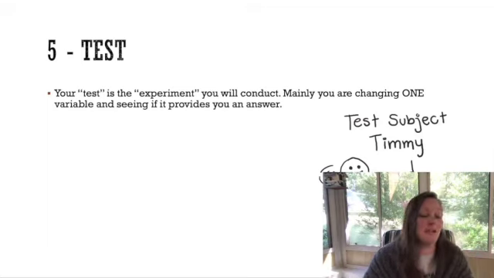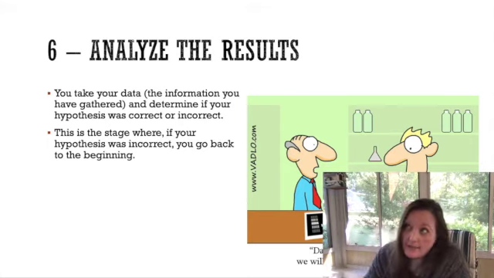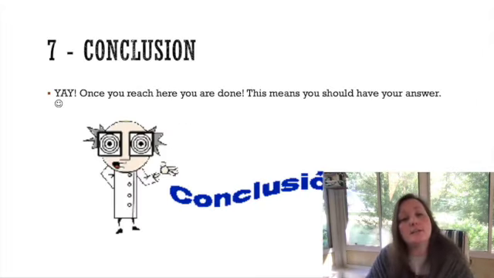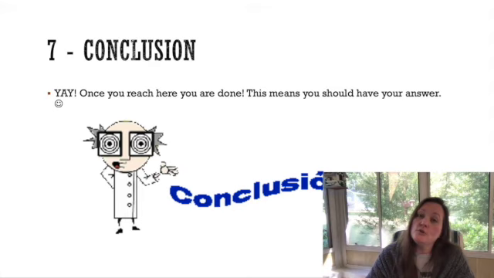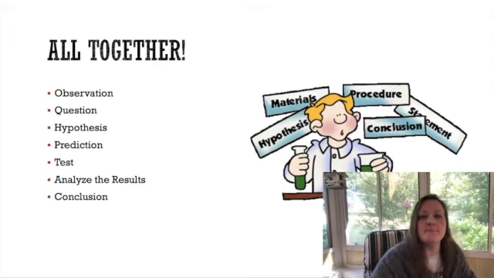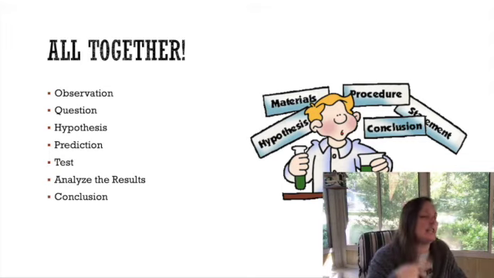Test, there you go. All in the word right there, test. It can be experiment, test. It's just the action you take to see if you are correct. And then analyze the results. If you don't analyze the results, you're never going to know if you were right. So analyze the results and then conclusion. Once you hit the conclusion, you're done. Unless, of course, your conclusion is my hypothesis was incorrect. Then you go back and make a new hypothesis. So all of it together: observation, question, hypothesis, prediction, test, analyze the results, and conclusion.